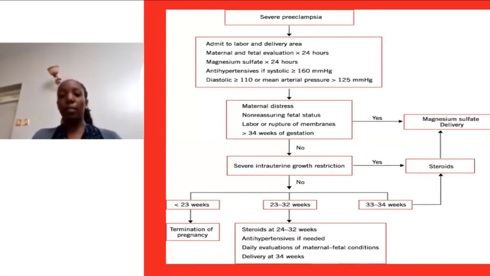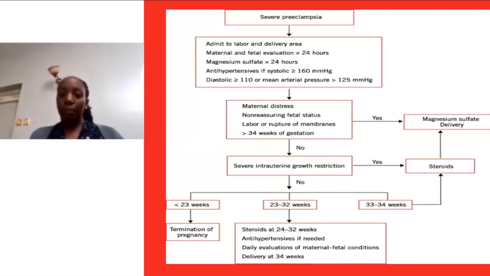You give magnesium sulfate. It's very important for prevention of eclampsia, of seizures. You give antihypertensives. It's very important if the systolic is more than 160, if the diastolic is more than 100 or 110. I'm just repeating everything that I've said before, but if a mother comes like that, she is in distress, or the fetus is in distress, or she's more than 34 weeks, or she's already gone into labor, give magnesium sulfate, very important, and plan for delivery.